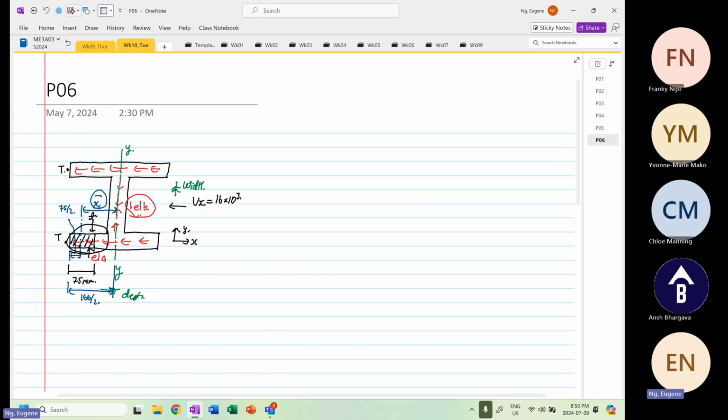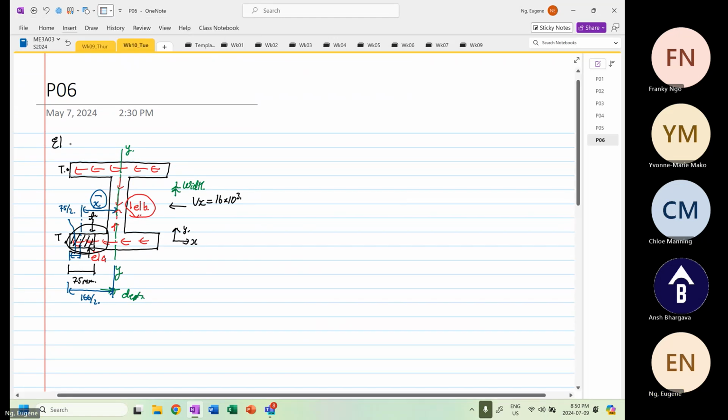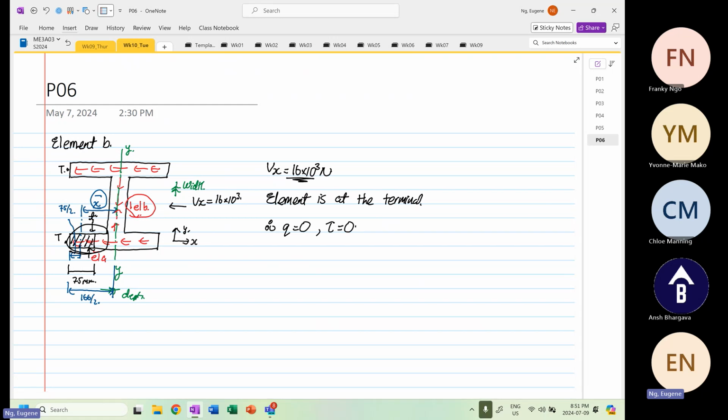So we are now going to focus on element B. So we know that at element B, we are going to deal with Vx, which is equal to 16 times 10 to the power 3 Newton. And element B is at the terminal. Therefore, Q is equal to 0, and the shear stress due to Vx is equal to 0, with Vx equal to 16 times 10 to the power 3. Okay, now we know that.